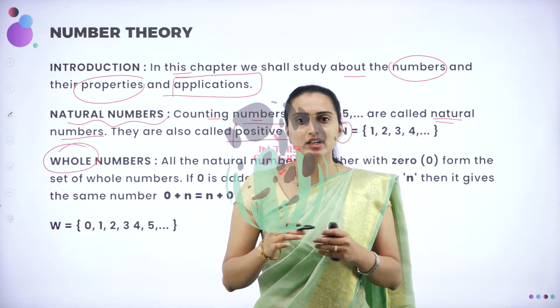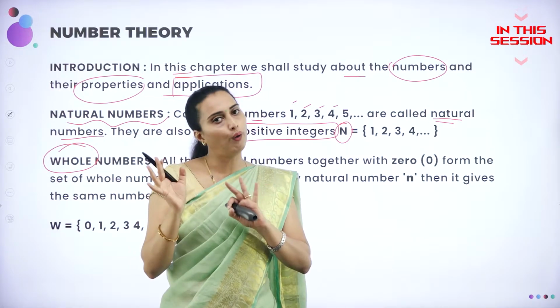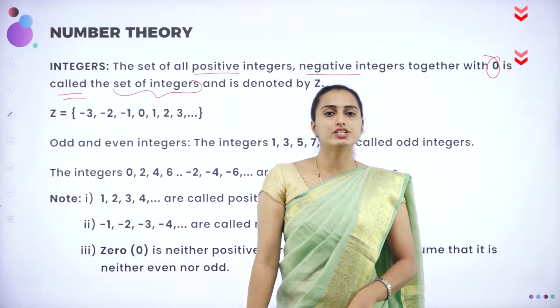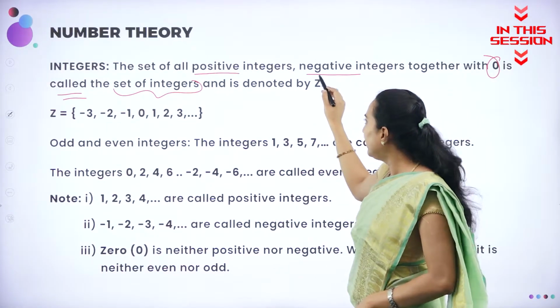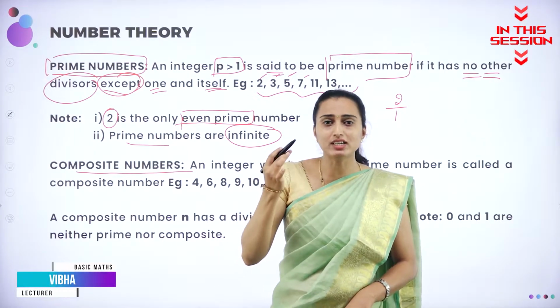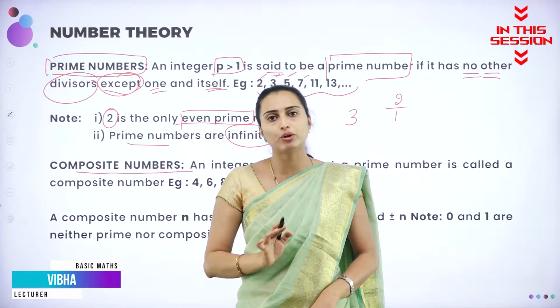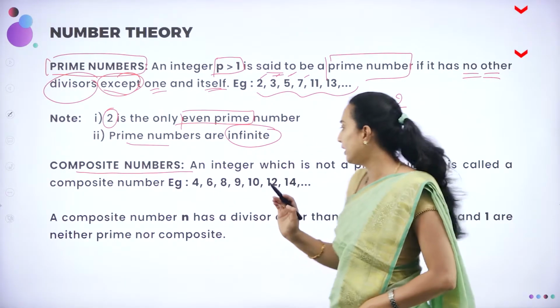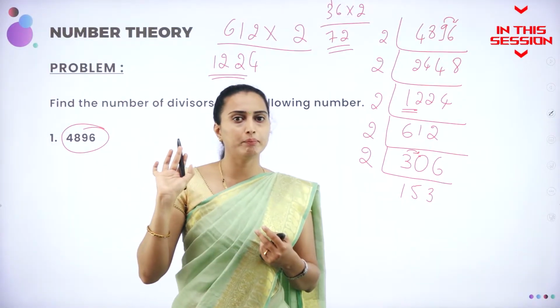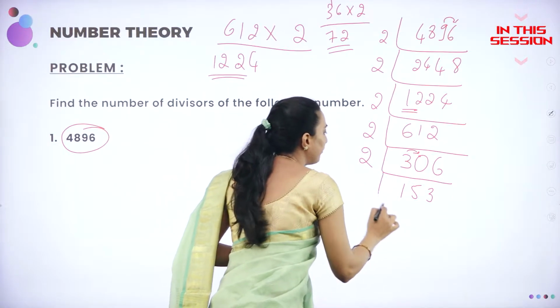Whenever the natural number will be added to 0, it will become whole number. Set of integers is denoted by the letter Z. The number which is having the factors other than 1 and itself, that is going to be known as the composite number. Is it ending with the even number? No, it is ending with the odd number. So odd prime, it will start from 3.